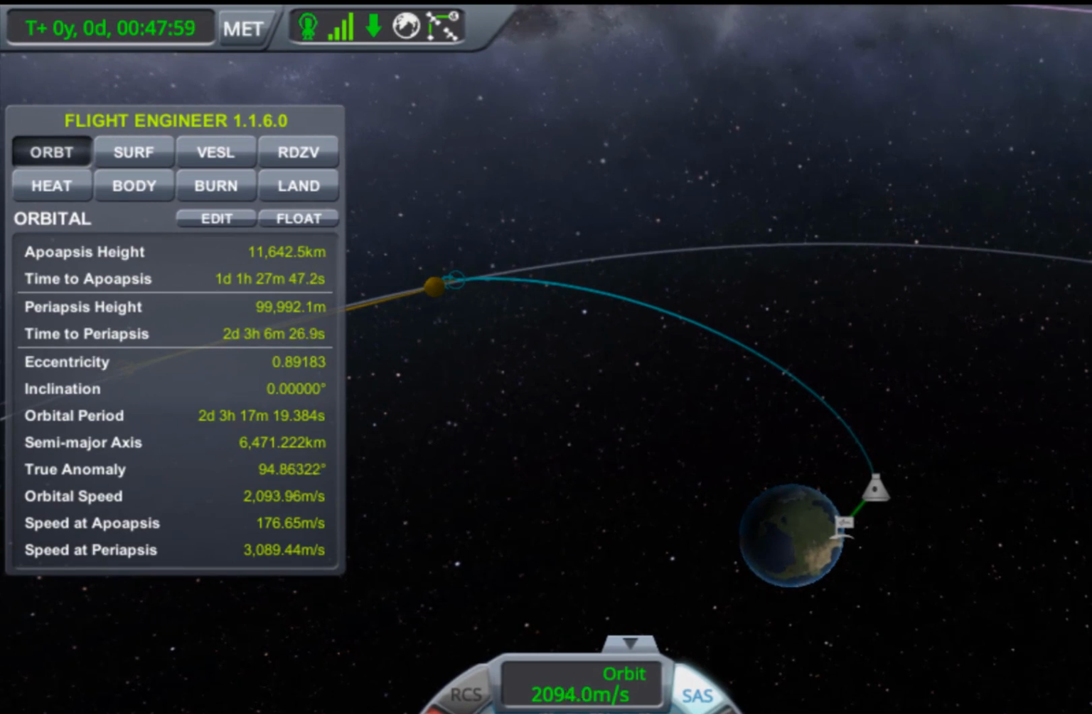We'll be waiting until that angle of true anomaly reaches 100 degrees. And then we'll wait until it reaches 120 degrees, and we'll want to record the time between those 2 points. We can see mission elapsed time, MET, also up in the top left of the screen. It's measured in years, days, hours, minutes, and seconds.